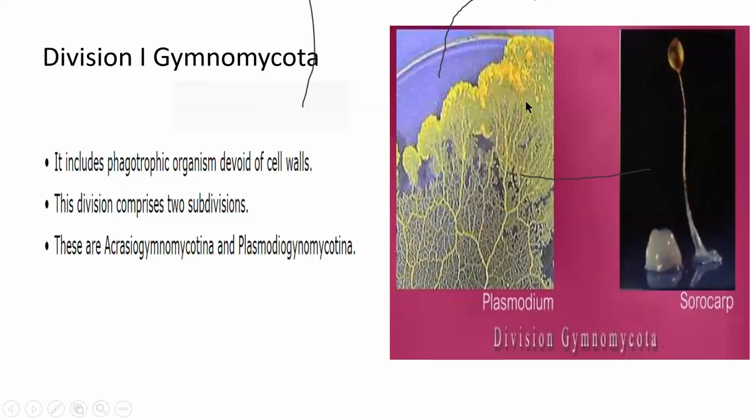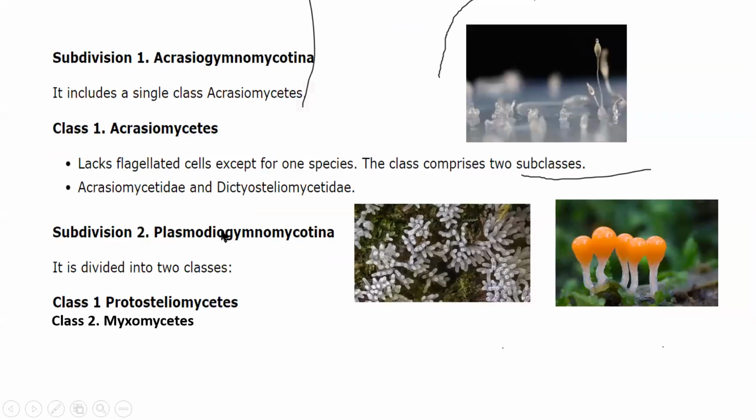So this I have just pictorially depicted. Gymnomycota are phagotropic organisms. They are called slime molds. This is the sporocarp. The spore producing apparatus is called the sporocarp. And Acrasiogymnomycota has a jelly-like consistency. It doesn't have a definite shape. It can change its shape because it doesn't have a cell wall. The fungi belonging to this division do not have a cell wall, so they can change shape to any type. So this is Acrasiomycetes. This is Plasmodiogymnomycotina.